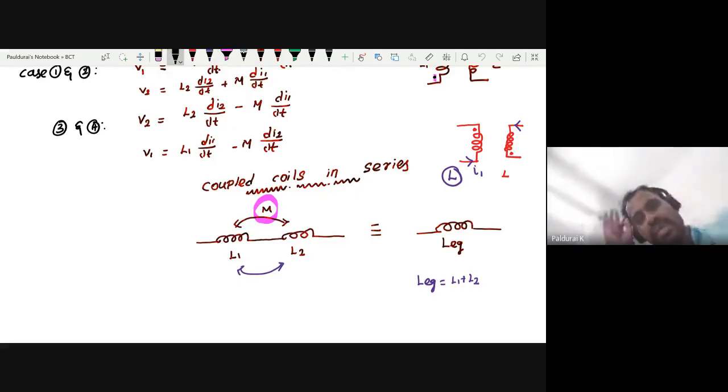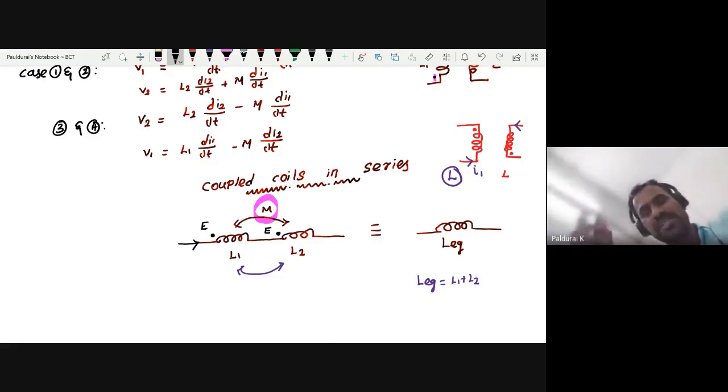So definitely we need to use the dot rule, so we ask about the dots. I place the dots here. Both are entering. Assume this is my current direction. So here also current is entering, here also current is entering. If both are entering, right?